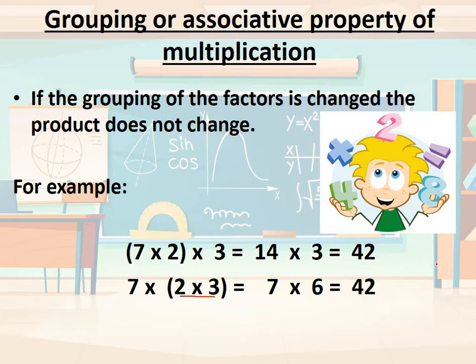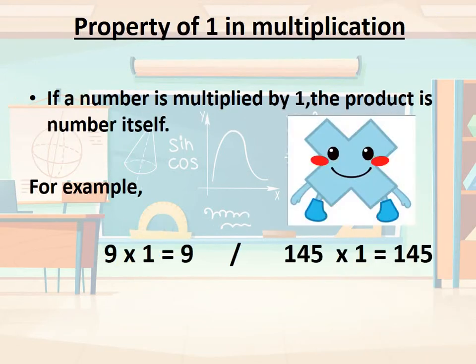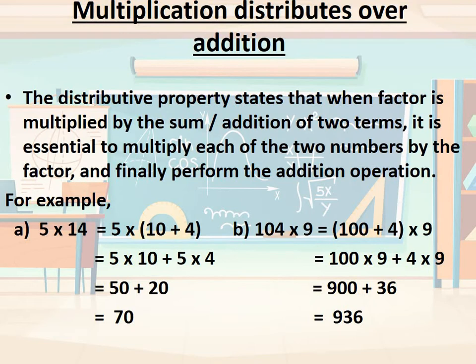In grouping of multiplication factors, the product does not change. If the grouping of the factors is changed, the product does not change. You can change the group, but the product will never change. Okay. Then multiplication distributed over addition.